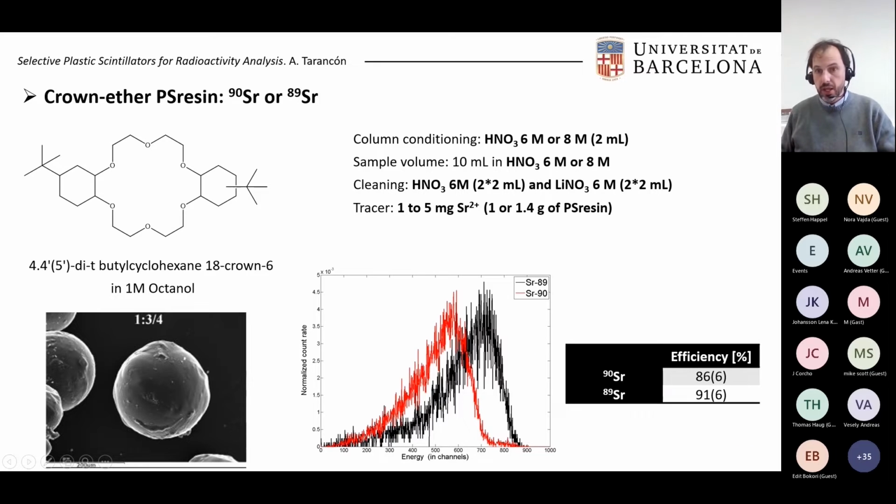And then, important in this case, during the cleaning procedure, you have to use, as a last step, lithium nitrate to avoid chemiluminescence caused by the presence of a high concentration of acid in the column. As tracer, we use stable strontium, 1 to 5 milligrams. In the case of 5 milligrams, we usually use a higher quantity of resin in the cartridge. Here are the spectra for strontium-89 and strontium-90, and the efficiency data, so high efficiency. And we have done some applications.